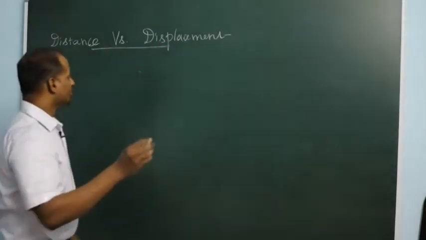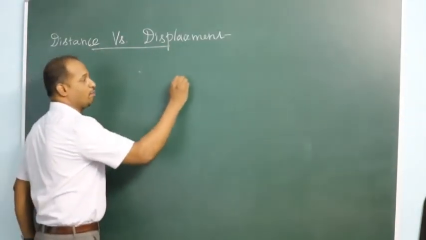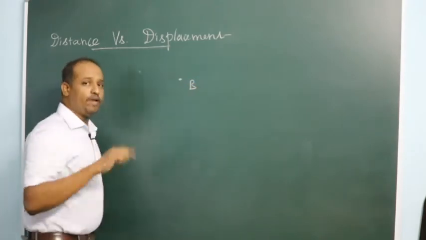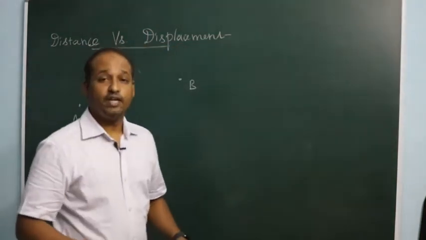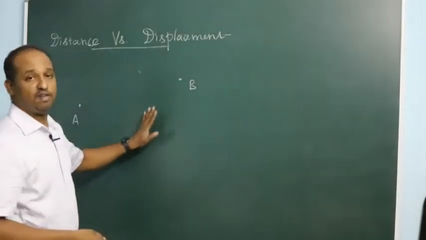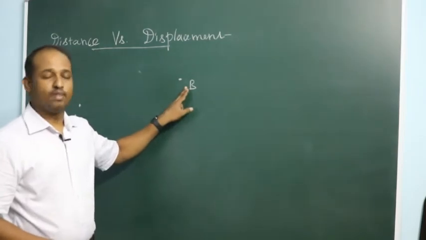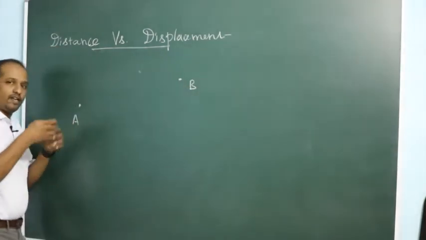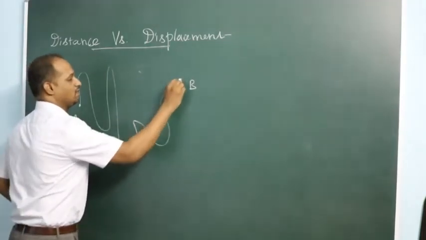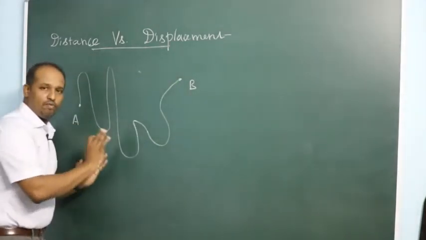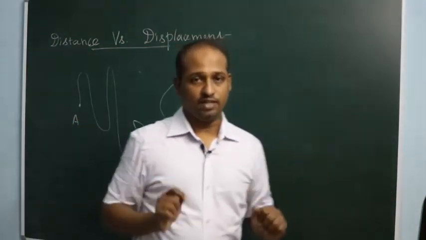is moving. Suppose there is a point A and there is another point B. In how many ways can an object go from point A to point B? Literally, in infinite possible ways, an object can go from A to B. Suppose the object has really moved like this. Then there is only one path. But literally, there are infinite possibilities.